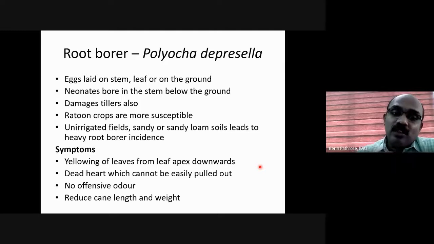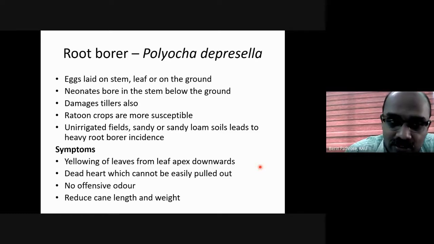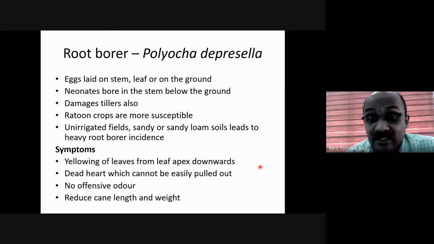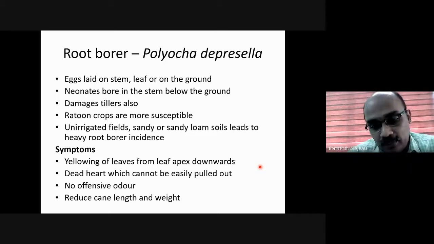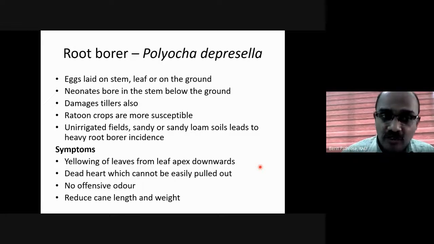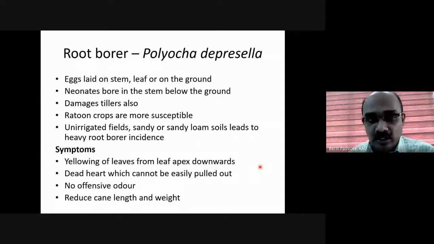The neonate larvae bore into the stem below the ground. It not only attacks the main stem, it attacks the tillers also. Ratoon crops are more susceptible, and its damage is mainly seen in sandy loam soils because it has to bore into the soil and reach the underground portion of the stem. If it is a clay soil, it is very thick, it can't bore easily. So sandy loam soils and unirrigated condition favor root borer incidence and multiplication of the pest.